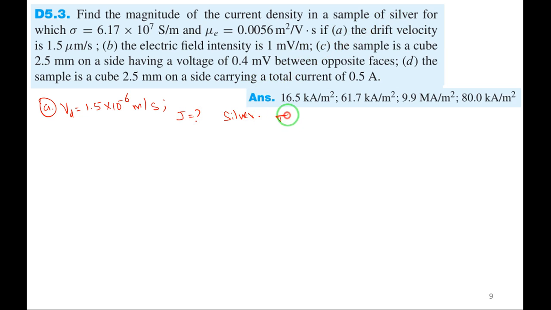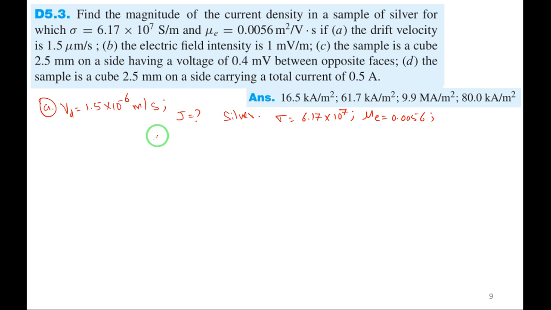And sigma is given. Sigma is 6.17 into 10 power 7. I will not write the units, Siemens per meter, and mu v is given. Mu v is equal to 0.0056 meter square per volt, right? Everything is in meters, so I will not worry. So I am not writing the units.